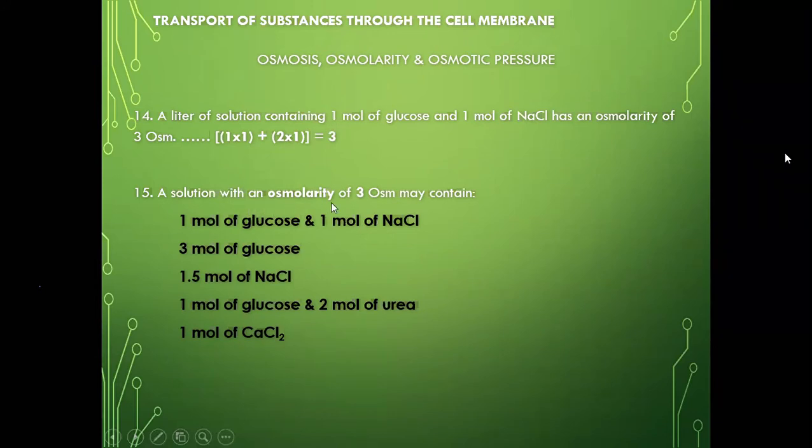A solution with an osmolarity of 3 osmols may contain 1 mole of glucose and 1 mole of sodium chloride. So 3 osmols: 3 moles of glucose, 1.5 moles of sodium chloride, 1 mole of glucose and 2 moles of urea, because urea is only 1 particle, or 1 mole of calcium chloride: 2 chlorides, 1 calcium, okay?